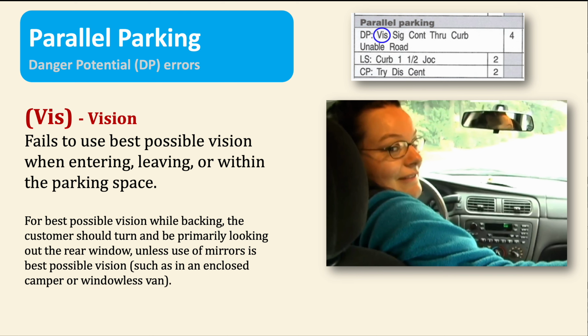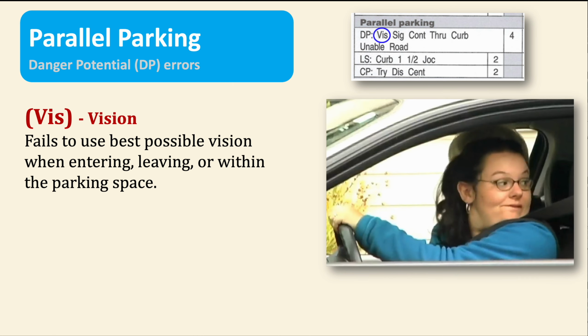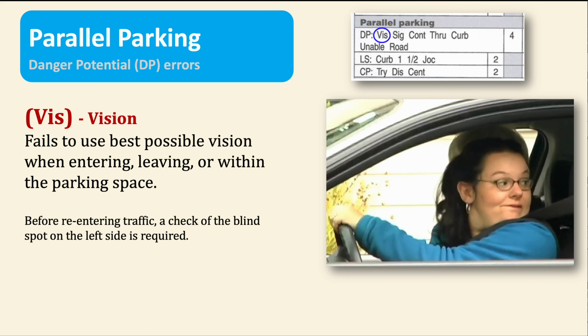So in case you're in an enclosed camper windowless van. This doesn't happen very often, but it does, and you've got to keep that in mind. Don't score vision if they don't have a rear window to look out. And again, anytime they fail to use best possible vision when leaving the parking space, you want to make sure a check of the blind spot to the left side is required.